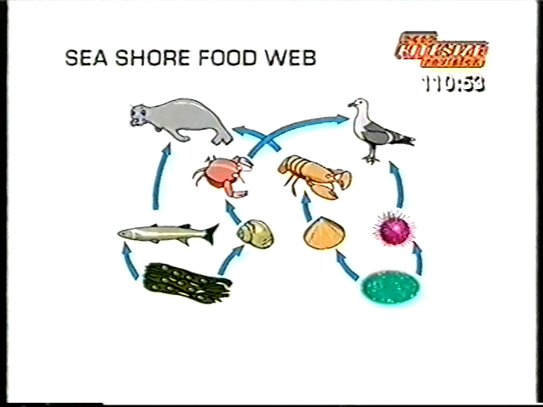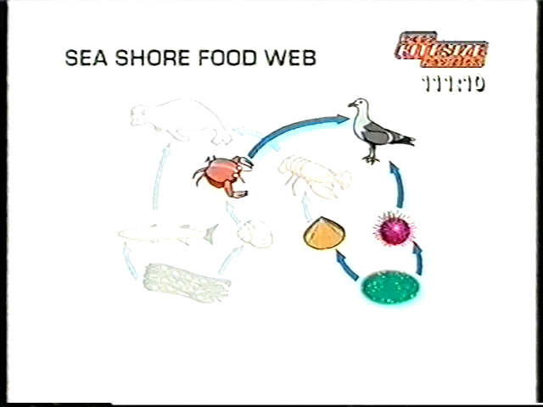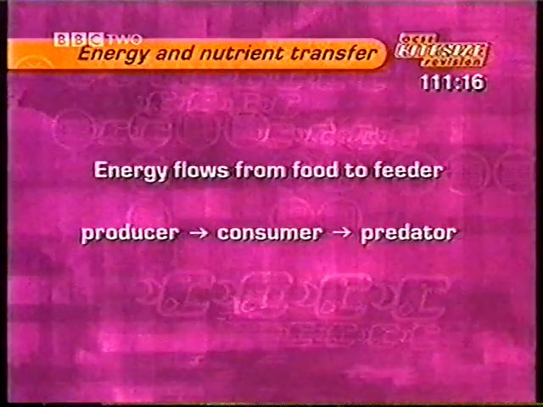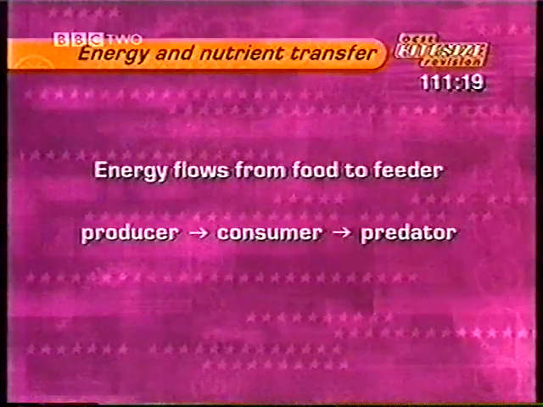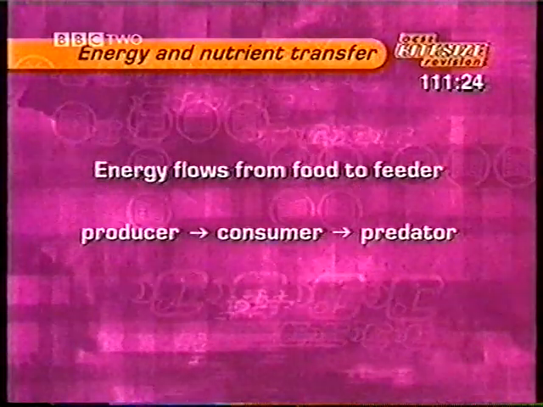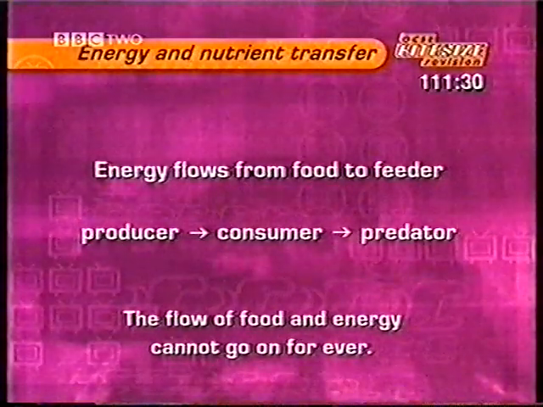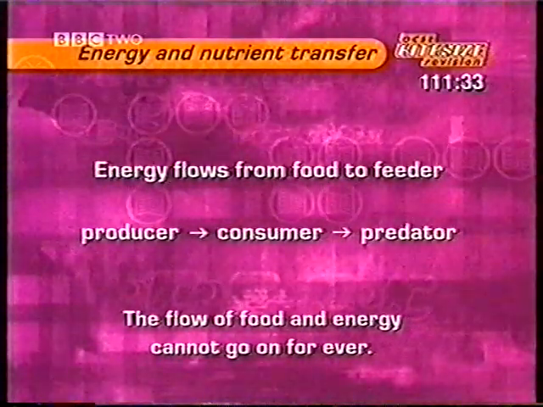In an ecosystem, food chains do not usually exist in isolation, but are linked together to form a food web of plants and animals that are interdependent. This diagram shows a food web for a seashore community. Here, limpets and sea urchins both eat algae, and the herring gull eats both crabs and sea urchins. Remember, the arrows show the flow of energy around the food chain, which goes from the food to the feeder, from producer to consumer to predator. But that flow of food and energy can't go on forever. The next clip explains why not, and what happens to the energy in a food web.